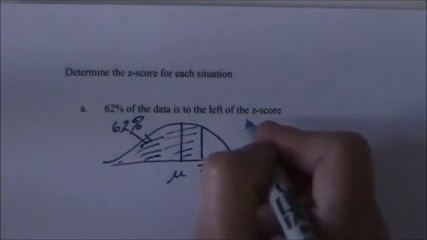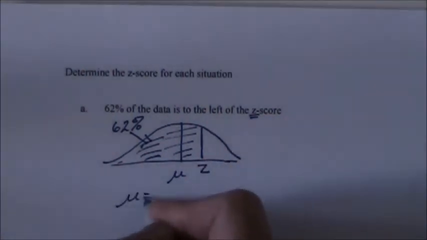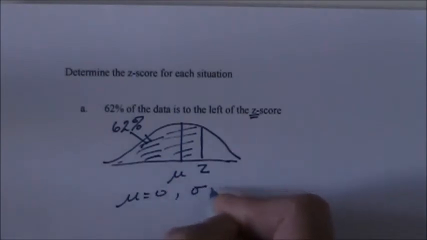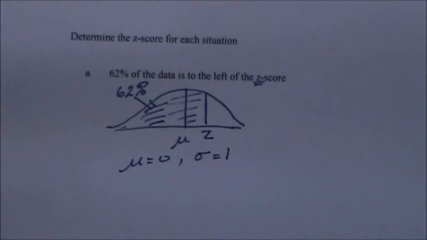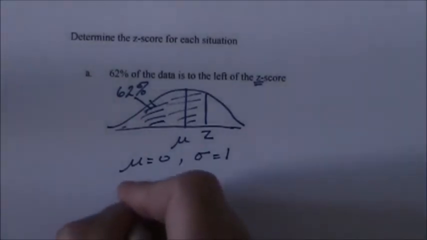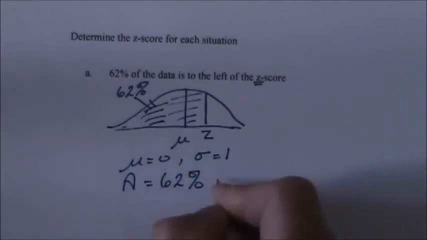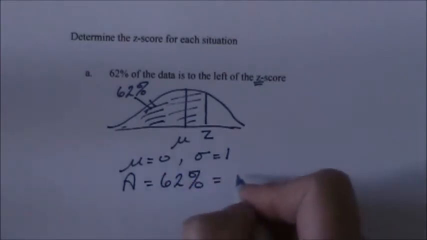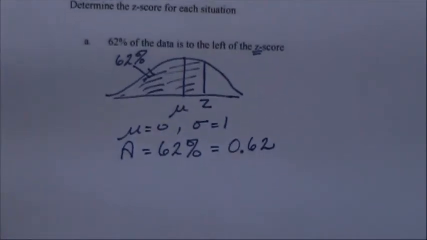Now, because this is a z-score that we're looking at, we know that the mean is 0 and the standard deviation is equal to 1. The other thing we know is that the area is equal to 62%. If we use that as a decimal, take this number, divide it by 100, we get 0.62. We are going to use what's called inverse norm on your calculator to figure out what that value is.